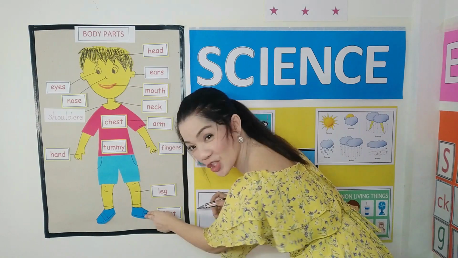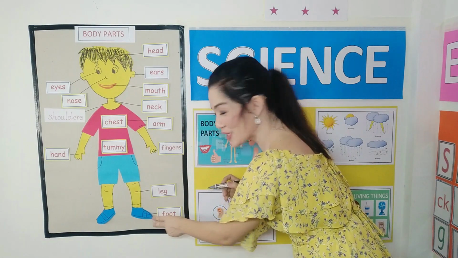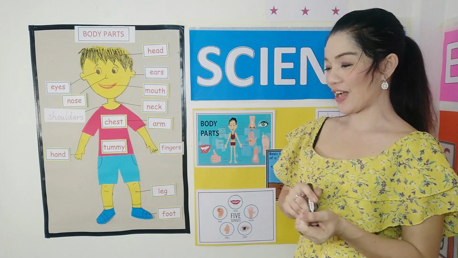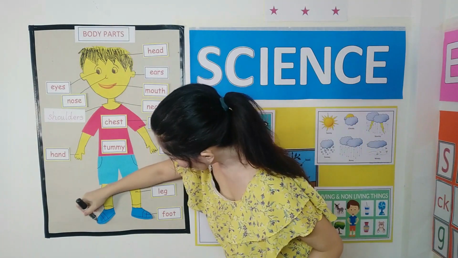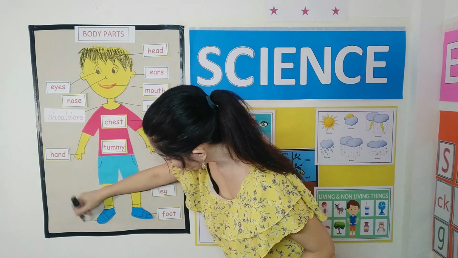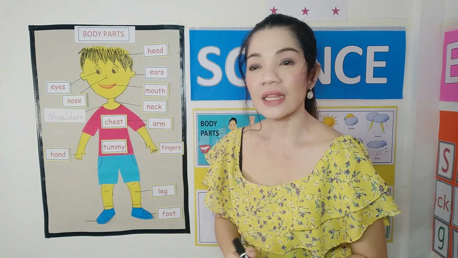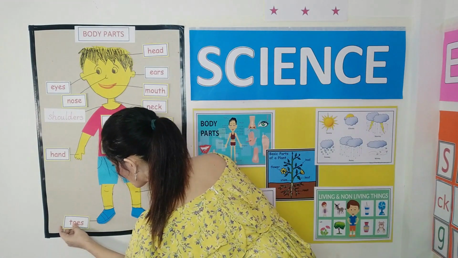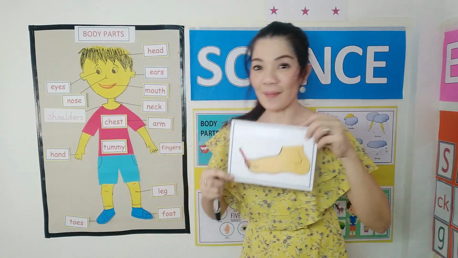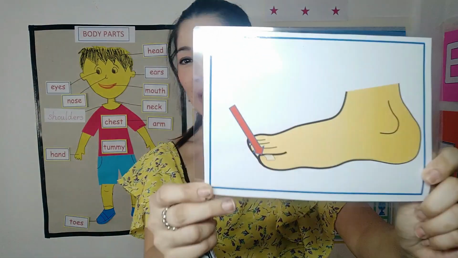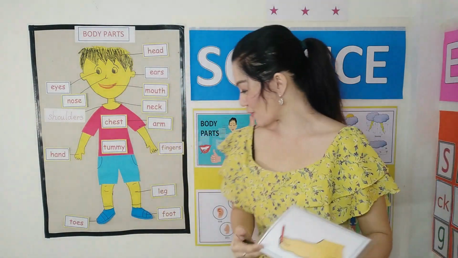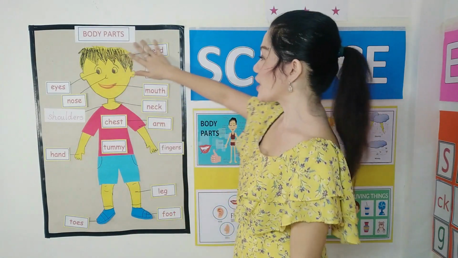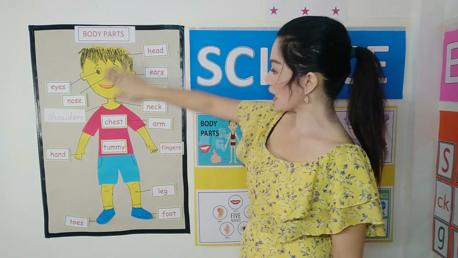All right, inside these shoes, inside this boy's shoes is the foot. All right, and the last one is, we can see it here. It's the toes. We can't see it here, but I can show you with this picture. This is the toes, okay? Toes, very good. Okay, so we are done with this body part.